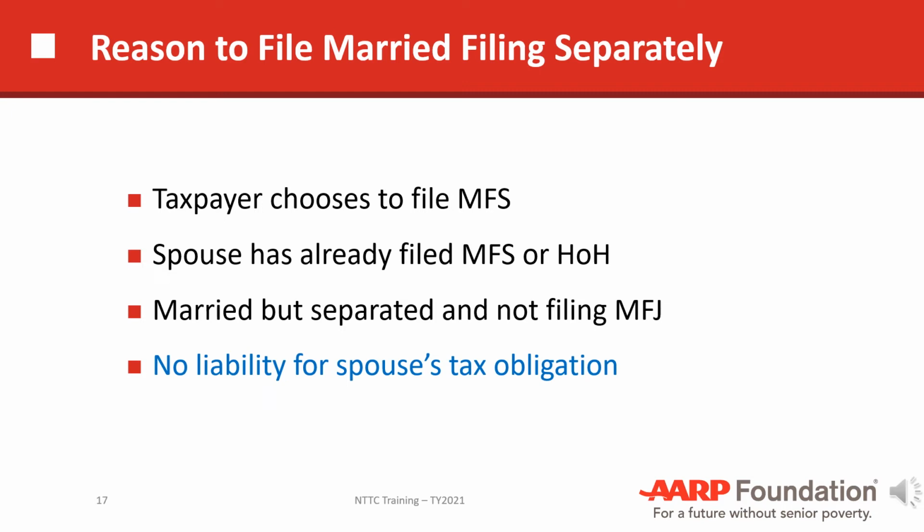Married but separated and not filing MFJ. So the couple has split up and they have chosen to file separately for that reason. But here's probably the biggest one, and this is the one I referred to in the last slide. There's no liability for the spouse's tax obligations. So if one spouse has a small business and has been not paying their taxes, or they're behind on their taxes, the other spouse typically doesn't want to be involved in that obligation, so they file separately for that reason.